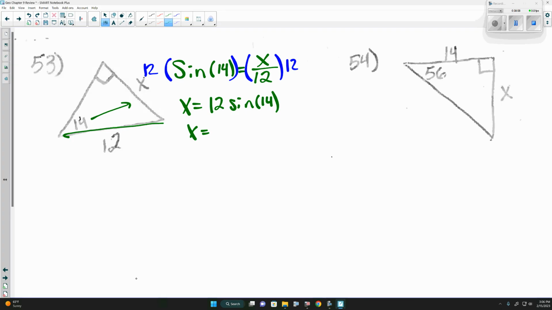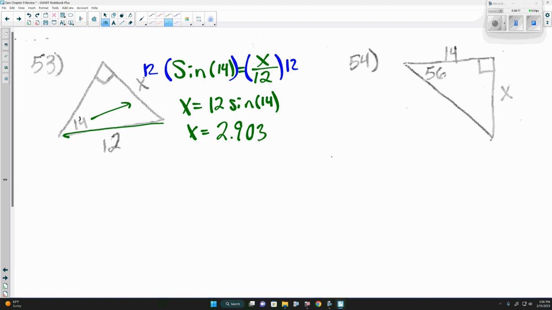2.903, 2.9. I will take either 2.9 or 2.903. I will take either of those. Any questions on these here?